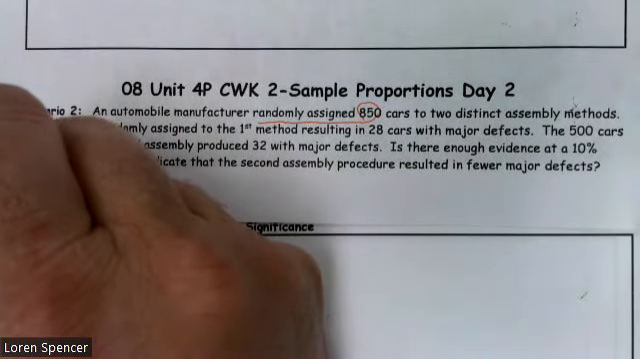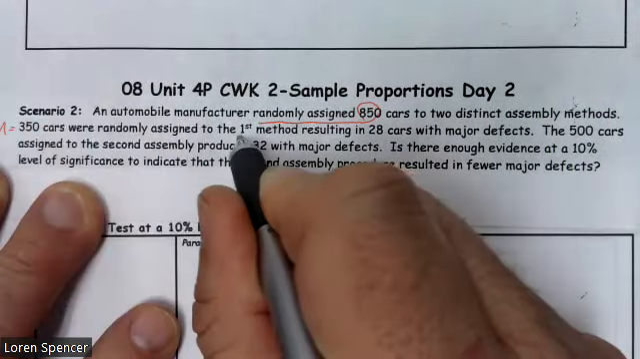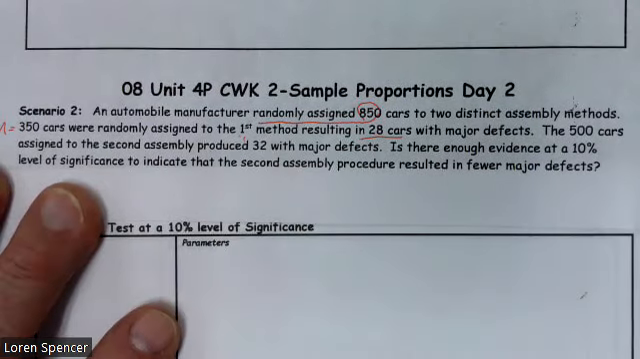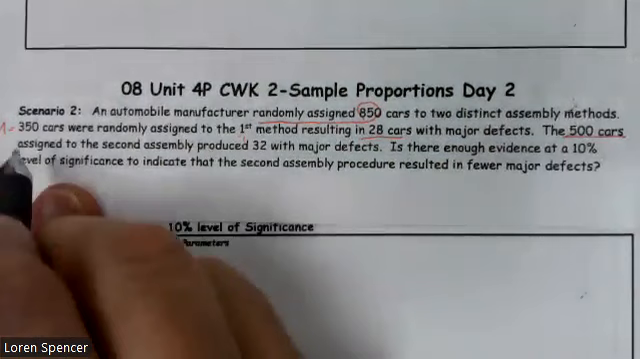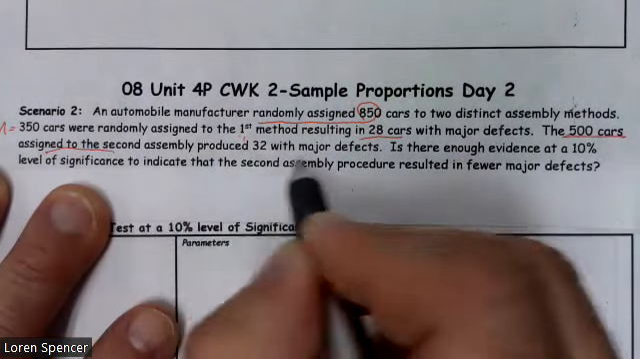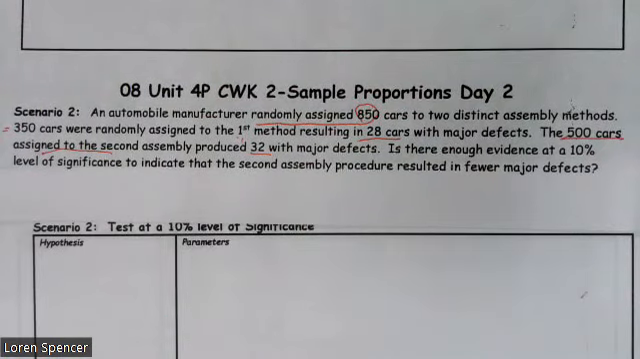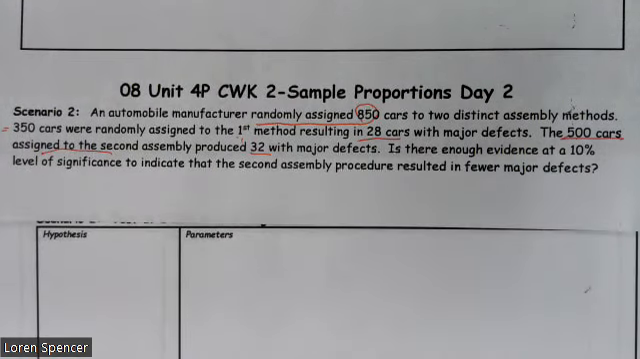So it looks like we have N is 350 and with 28 with defects. We have 500 cars assigned to the second method, producing 32 defects. Is there enough evidence at 10% to indicate that the second assembly resulted in fewer defects? So let's take a look at this. Let's start recording some information down that we know.